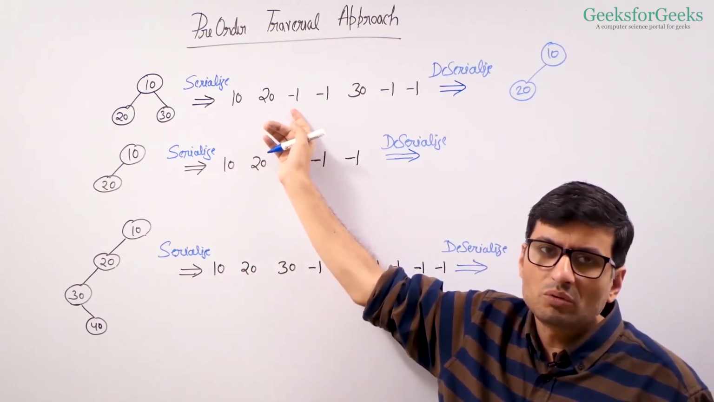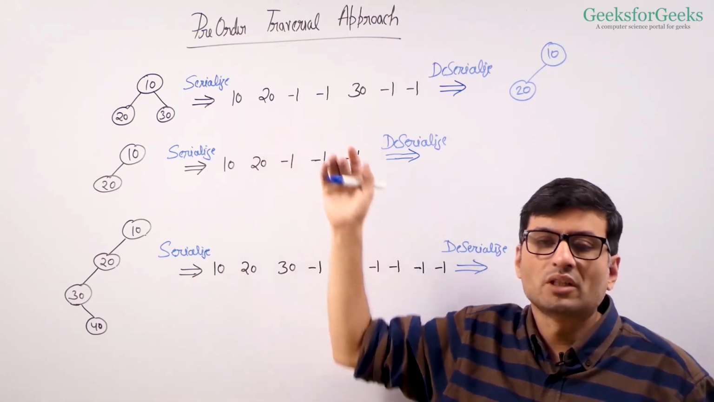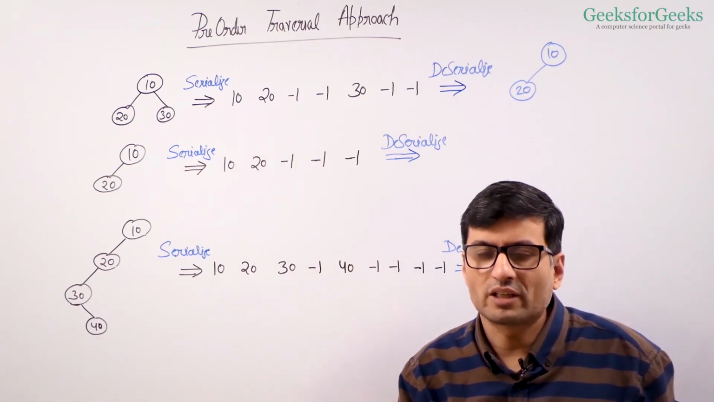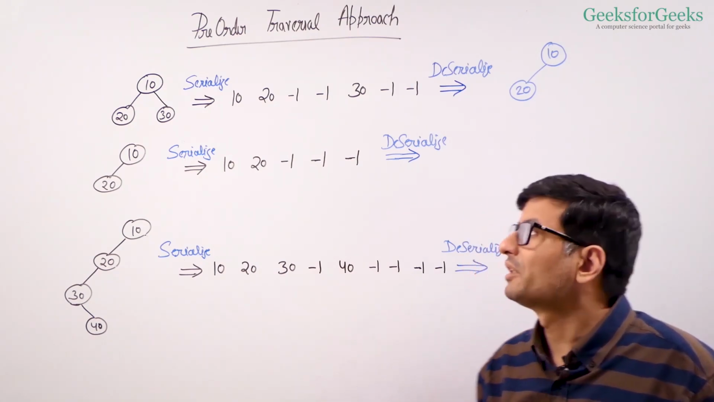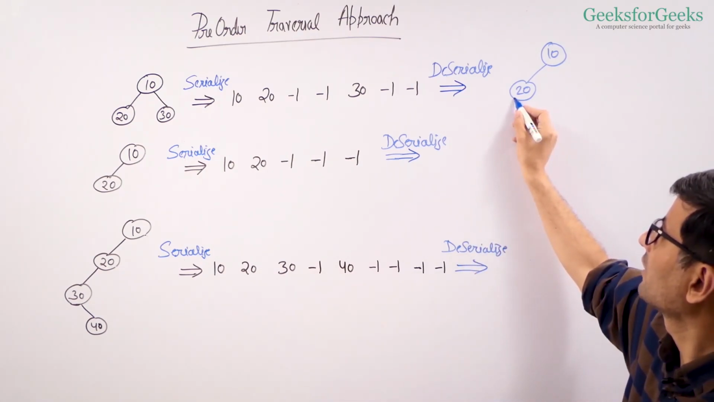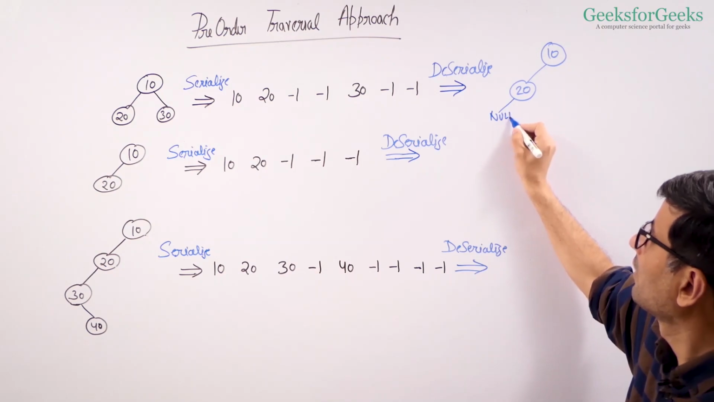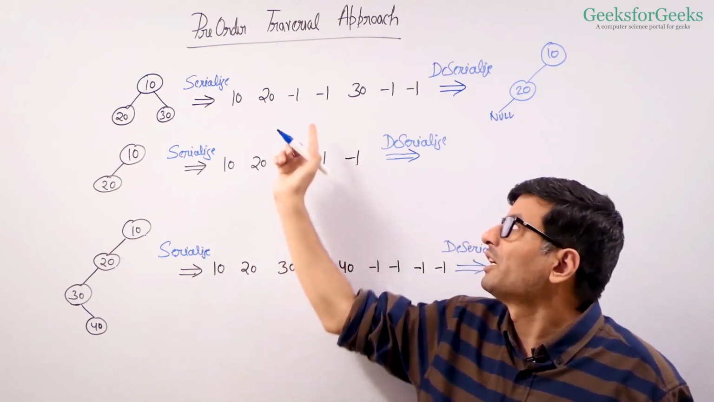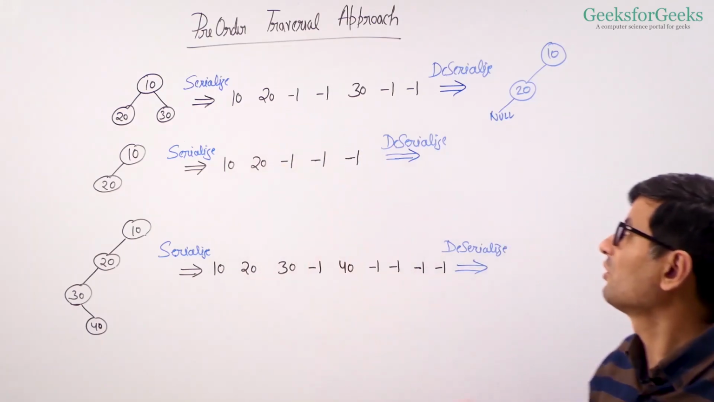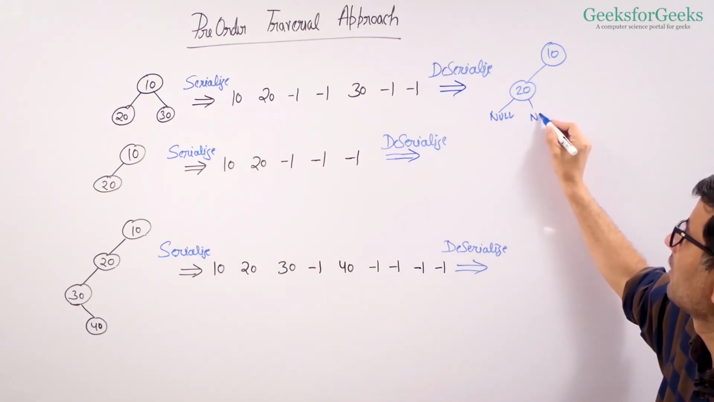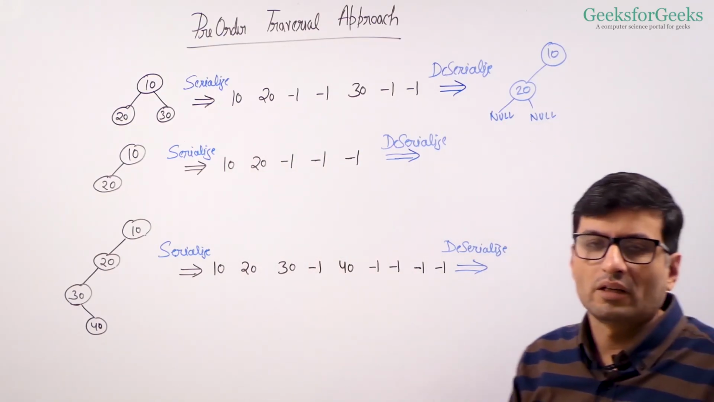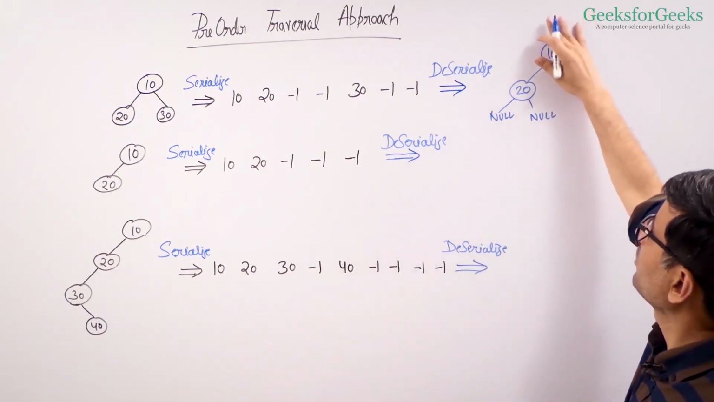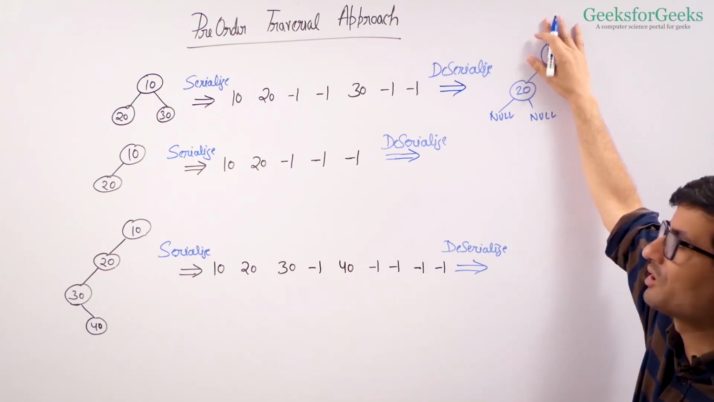Then you will come to -1. So when you come to -1, you have mainly called for 20's left child, right? This is how pre-order traversal works. So you are going to mark this as null. Then you are going to recursively call for 20's right child. And then you will see again -1, so you'll mark it as null. Now 20 is constructed. You will give the control back to the caller. That's how pre-order traversal works.